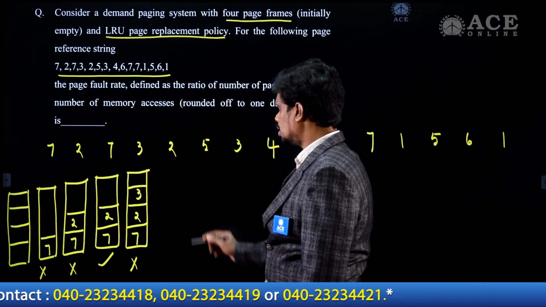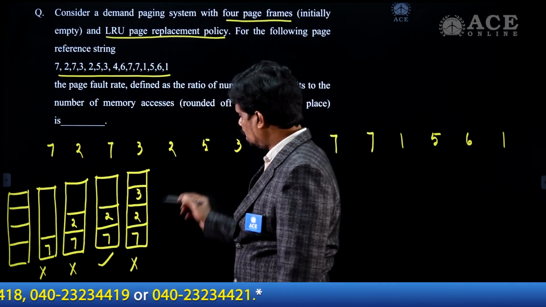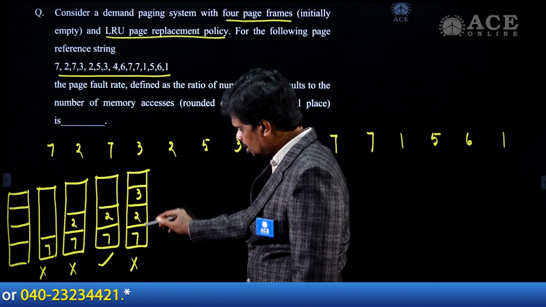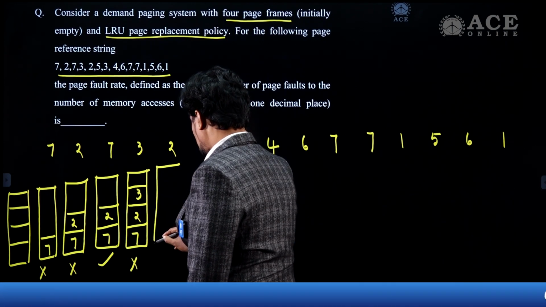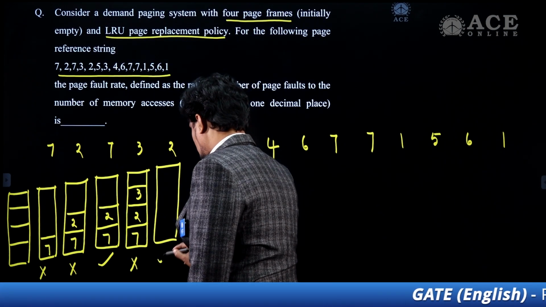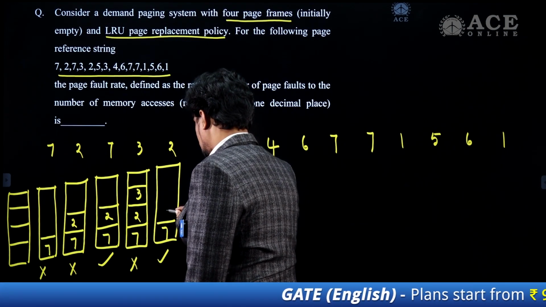Now the CPU is willing to access page 2. Is page 2 already there in the main memory or not? Yes, it is there, so it is resulting in a page hit. So now a page hit has resulted. So 7, 2, 3.